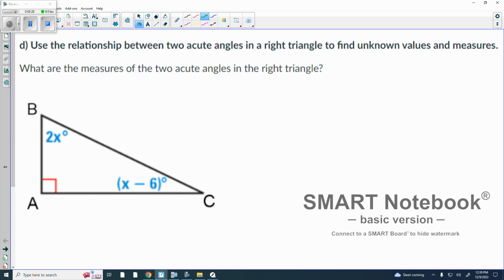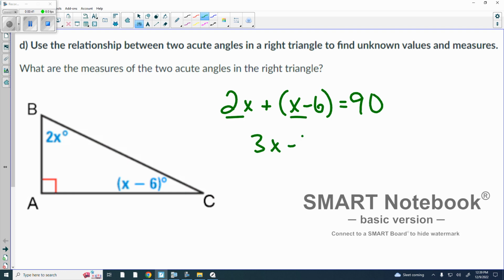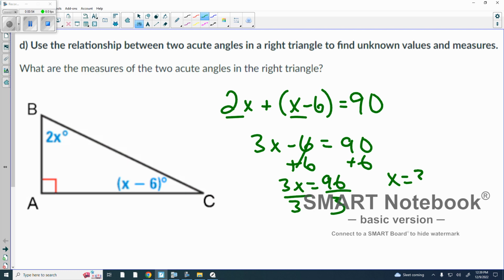So in this situation, I'm really just going to take my two acute angles, 2x plus x minus 6, and the sum of those two angles needs to be 90 degrees. Collect like terms, 2x plus x is 3x, add 6, 3x is equal to 96, divide both sides by 3, and I end up getting x is equal to 32.